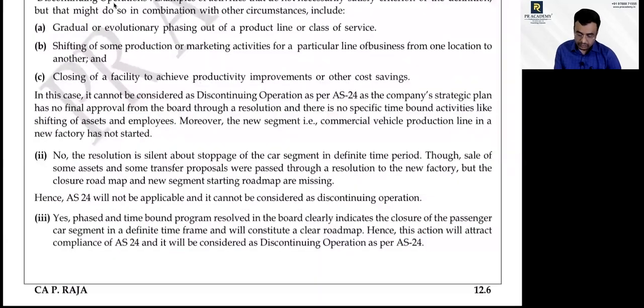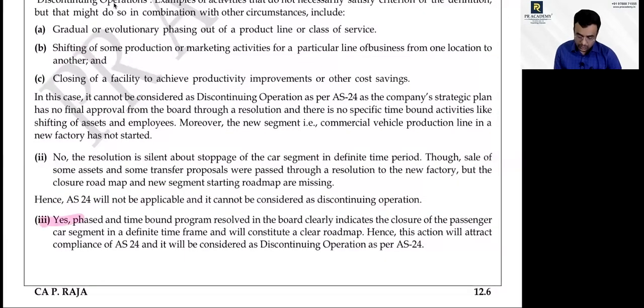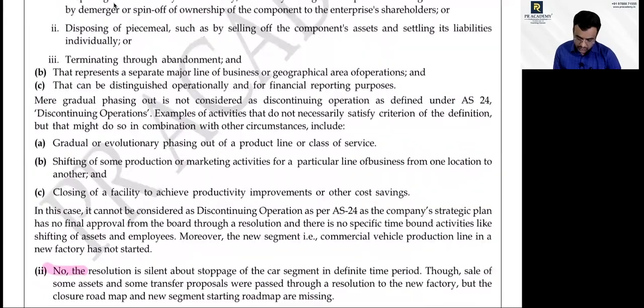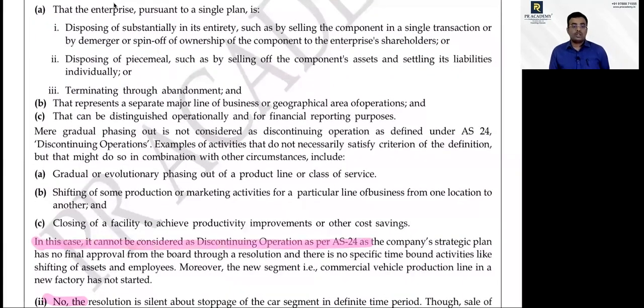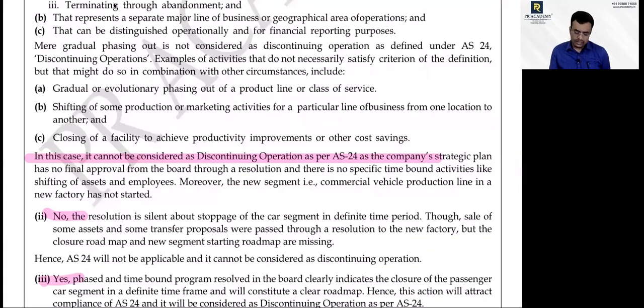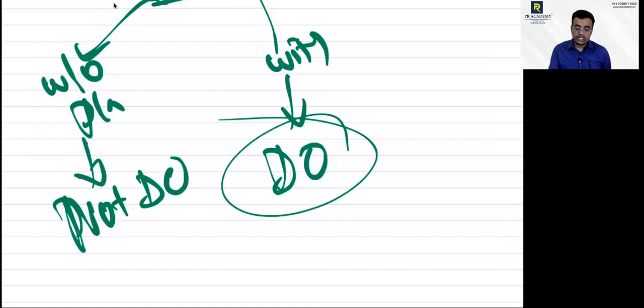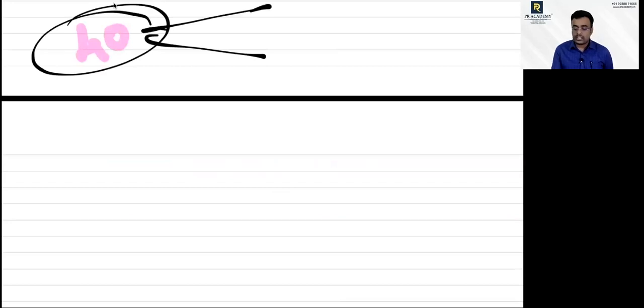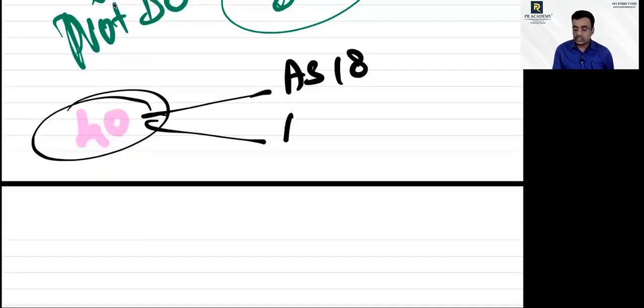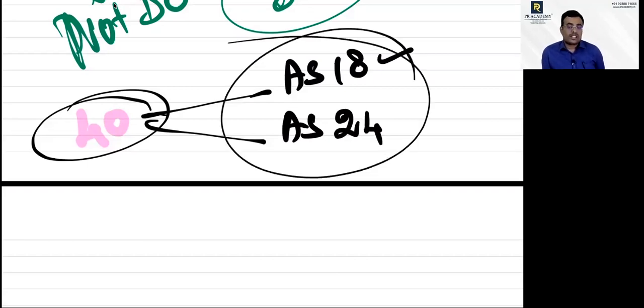See, this is yes, this is no. This is A. This is the answer to A. Hopefully you understood. So we have successfully completed these 2 standards. Today I took 40 minutes. Within 40 minutes, I hope we covered all the problems related to AS 18 and AS 24. So these 2 standards, whatever I discussed in the 40 minutes, if you revise once, that is more than enough for your examination. No need to spend extra time on these 2 standards.